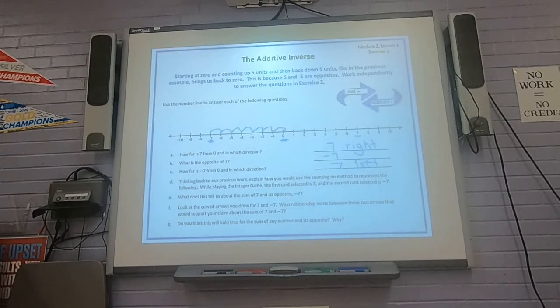All right, thinking back to our previous work, explain how you would use the counting on method to represent the following while playing the integer game. The first, all right, we're going to skip that one because it talks about the card game that we're not doing. All right, so I'm going to go ahead and answer E. What does this tell us about the sum of 7 and its opposite -7? It's 0.